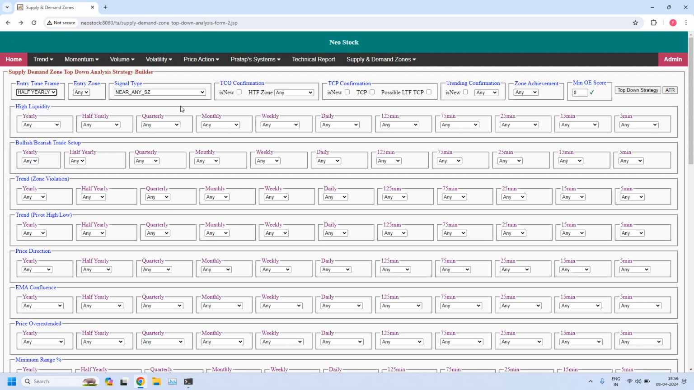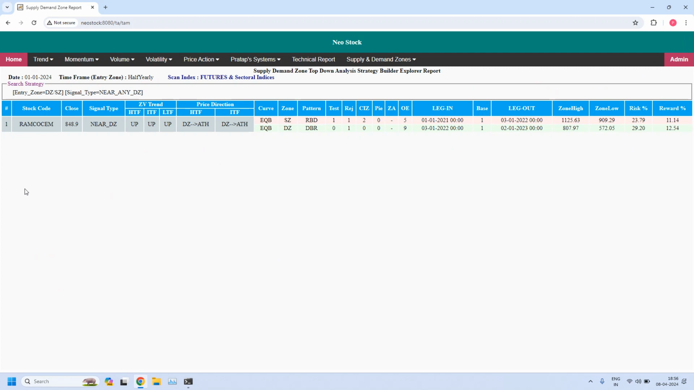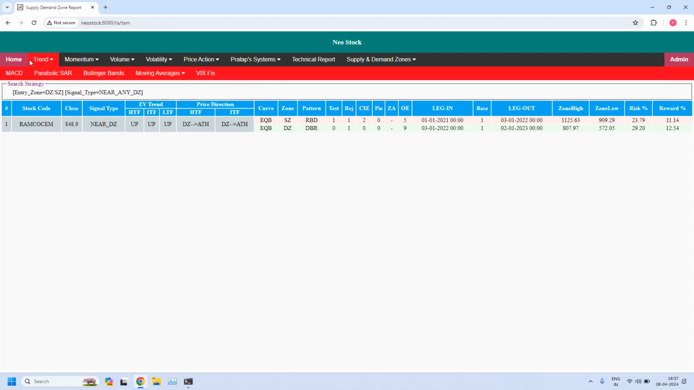Changing the time frame to half yearly. Let us find the stocks near half yearly demand zone. So currently one stock is filtered which is near to the half yearly demand zone. I'll be giving you only a few seconds to watch this report and then move on to the next reports. What you need to do, just pause the video, study all the parameters. If required, using this leg in, base and leg out, you can also draw the zones on your charts as I explained in lesson 21. And after that, you can further proceed with this video. Okay, let me go back.